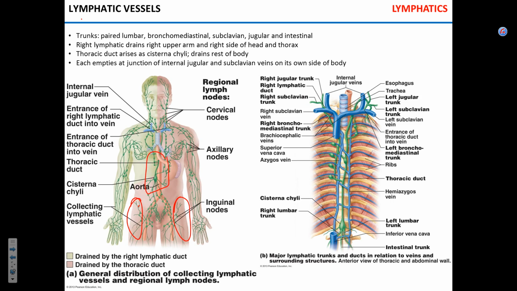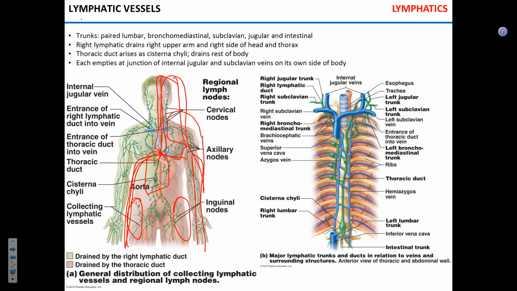forming the thoracic duct. Okay? The thoracic duct collects lymph from the bottom part of the body and from the left arm and left side of the thorax and the head. So that area that is bound by the red color is the area of lymph collection by the thoracic duct.